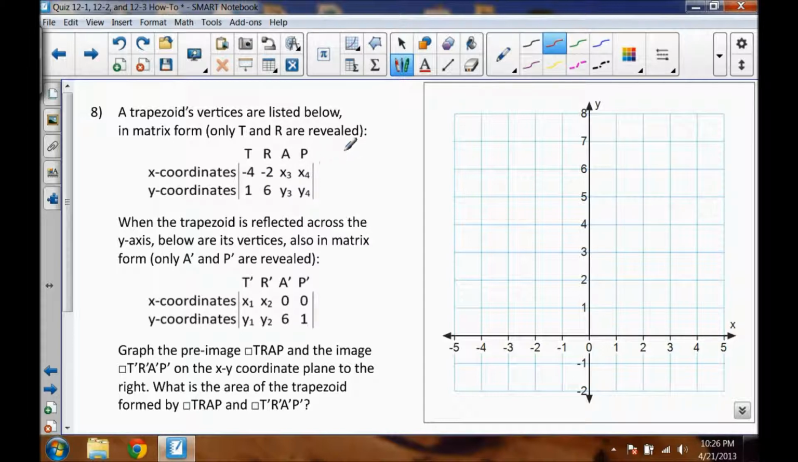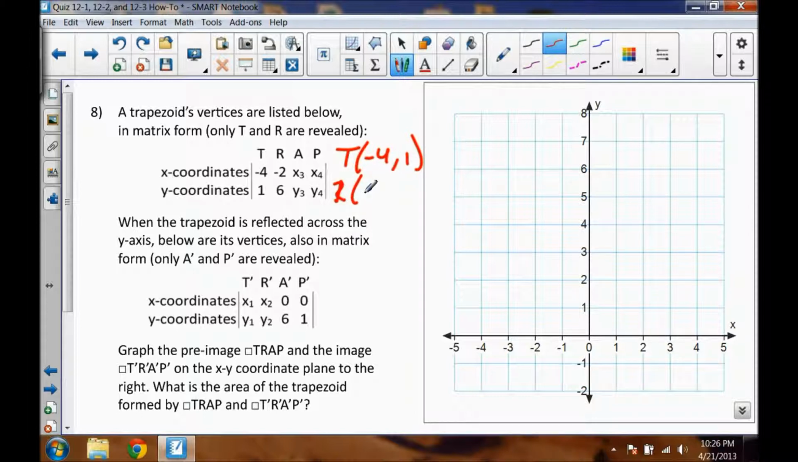Okay, so hopefully you remember that T, in this case, T is -4, 1. Here's its X, here's its Y. And R is -2, 6. So we can go ahead and plot those. -4, 1, here's T. And R is -2, 6. Now you might think, uh-oh, I didn't give you the other 2 points. Well, that's okay. I'll show you them in the reflection.